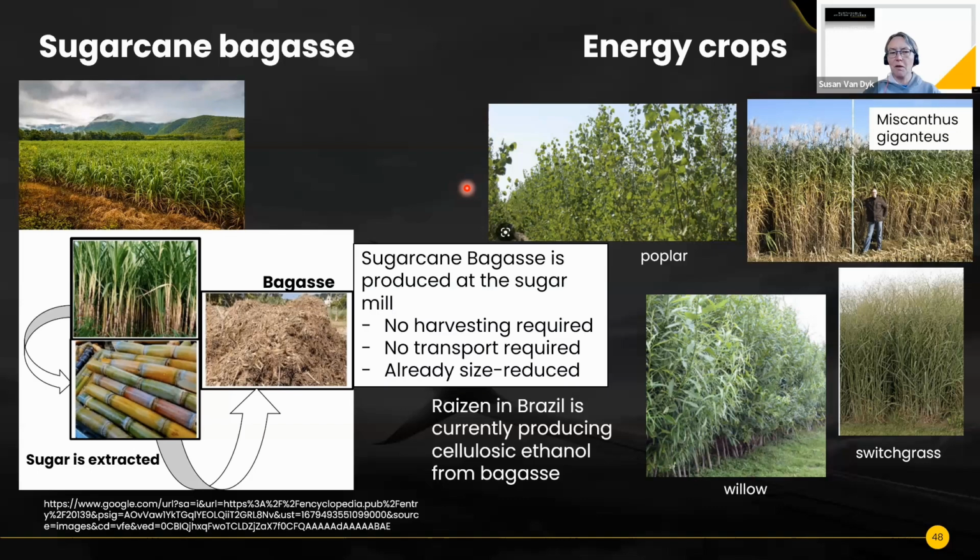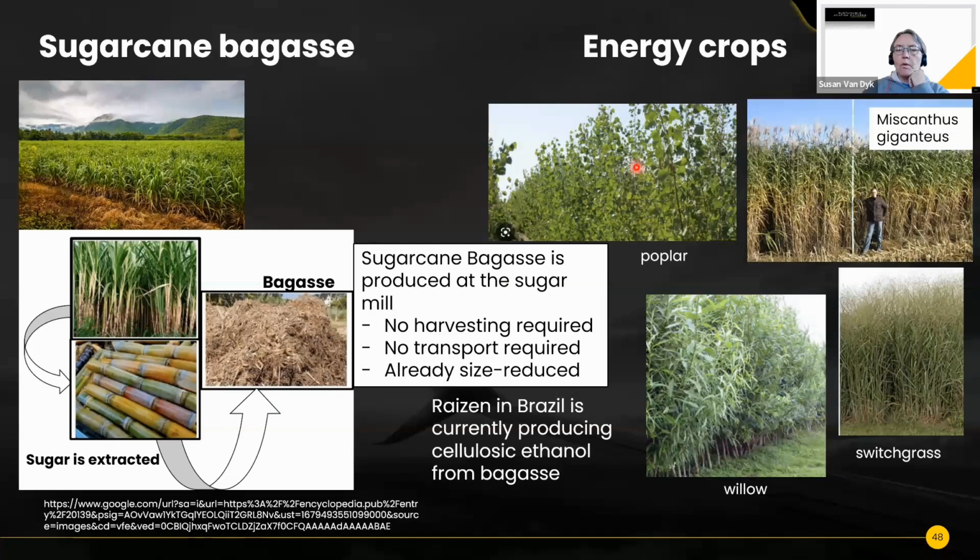Yeah. So let's just continue with lignocellulose. So we talked about agricultural residues, but there's a specific type of agricultural residue that I want to discuss, sugarcane bagasse, which is unique in the sense that the sugarcane is harvested and the bagasse, similar to sawmill residues, is produced actually at the sugar mill. And why this is important, similar to sawmill residues, is that you don't have to go and harvest it separately. You don't have to transport it, and it's already in this size. And therefore, as a feedstock for cellulosic ethanol production, it's probably ideal. And that is why the company Raízen in Brazil is currently producing bagasse sugarcane ethanol.